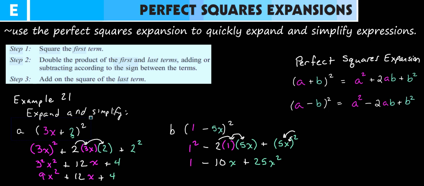Now, I'm going to take just a moment and give you a little bit of Math 101 formatting. We always want to have our x terms come first, and we want the x term with the highest exponent to go first. So I'm going to swap these two around. I'm going to swap 25x squared and 1 around, and this is just for formatting. So 25x squared minus 10x plus 1.